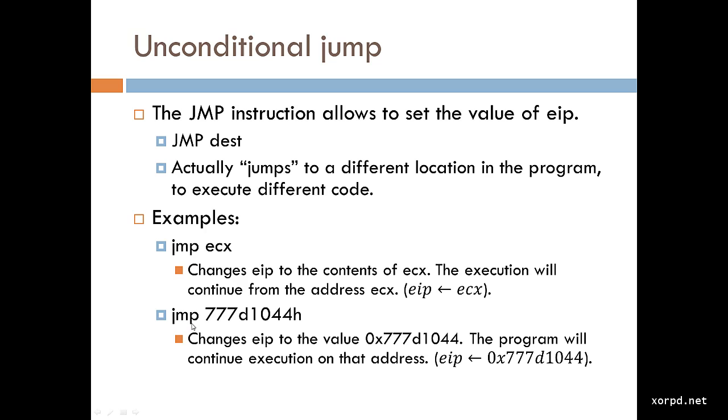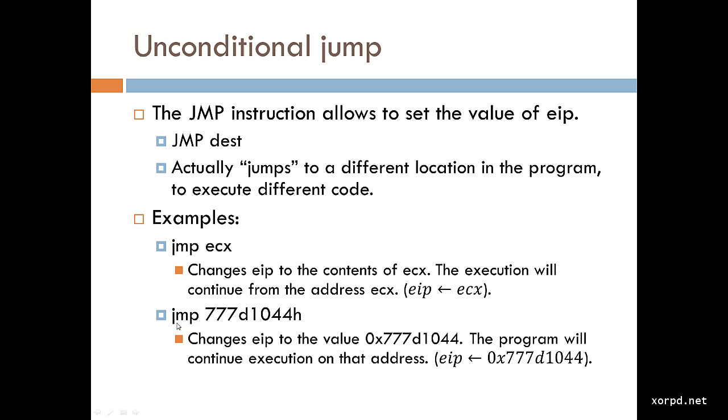Another example. Jump and then this base 16 number, this long number. This instruction changes EIP to this new value, some arbitrary location in memory. The program will continue execution at that address. In a bit of a different formulation, we assign this number inside EIP.